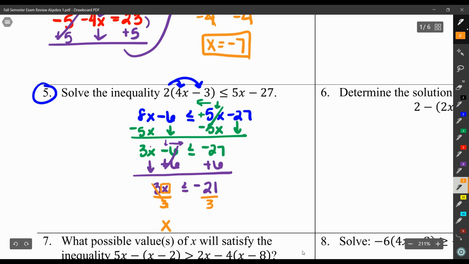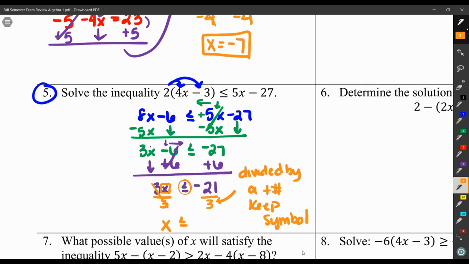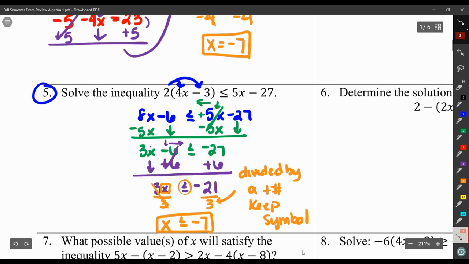3. Now, inequalities are weird with this last step. We need to make sure, should I keep the symbol the same direction or should I flip it? Well, since we divided by a positive, we're not going to do anything. Since we divided by a positive number, keep the symbol the same. Don't do anything with it. It's only when you divide by a negative do you flip the symbol over. Now, the result of negative 21 divided by 3 is negative 7, but that's not really what decides the flip of the symbol or not. Since I divided by a positive, the symbol stays the same.